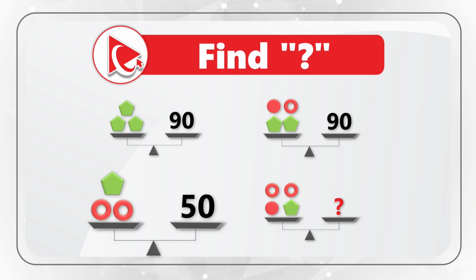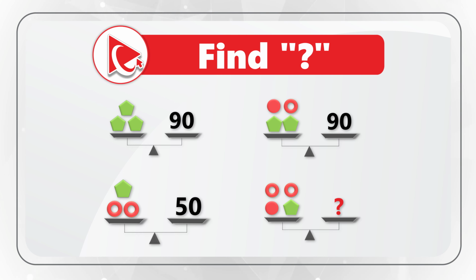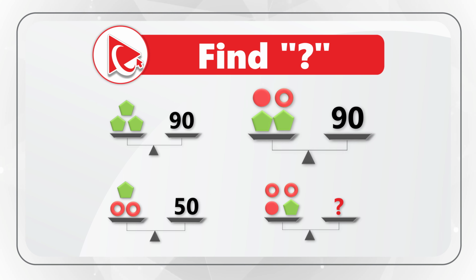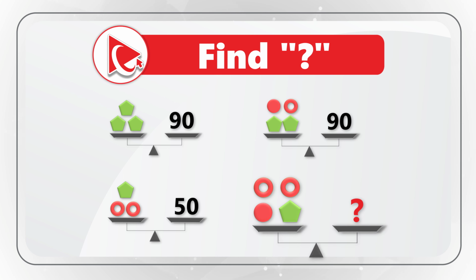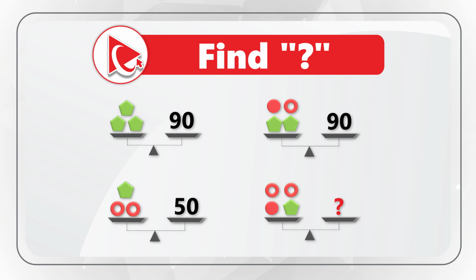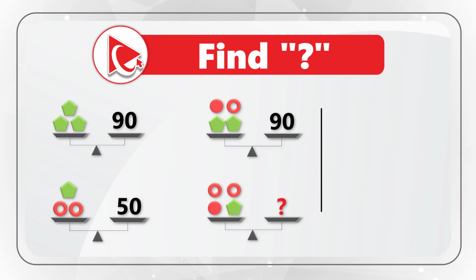Second scale contains 1 pentagon and 2 bagels on the left and number 50 on the right. Third scale contains 2 pentagons, 1 circle and 1 bagel on the left and number 90 on the right. And then the last scale contains 1 pentagon, 1 circle, and 2 bagels on the left, and then missing number on the right. You need to select the missing number out of 4 different choices.